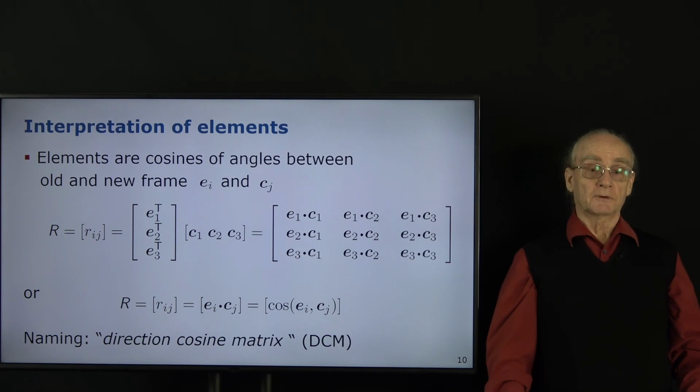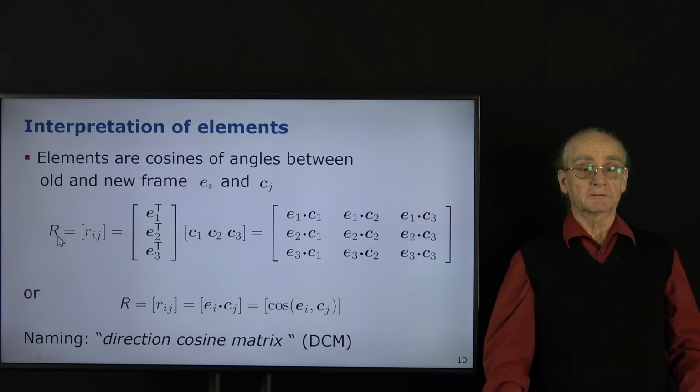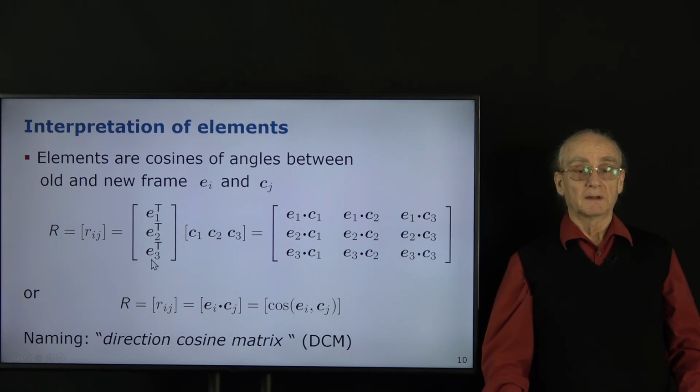Now we go a step further and look at the individual elements. So the rotation matrix has 3 by 3 elements, and each of these elements can be written in the following form. Let's assume we take the rotation matrix in column form, that means C1, C2, C3 as columns, and multiply it with the unit matrix. Of course, this doesn't change anything, but we have here 1, 0, 0, etc.